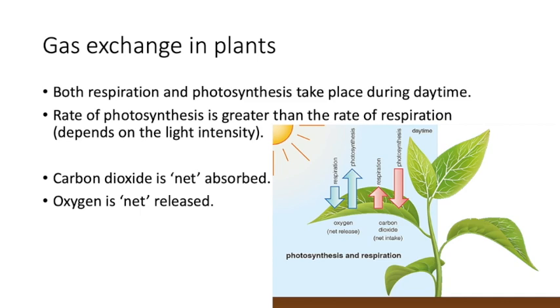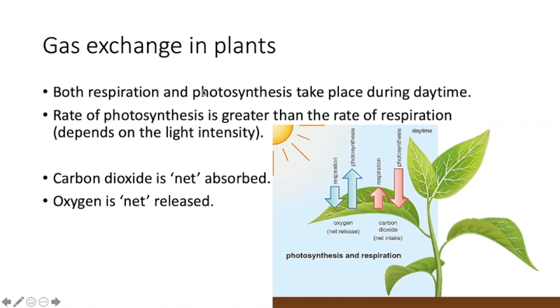And gas exchange in plants is more complicated because both respiration and photosynthesis take place during the daytime, and the rate of photosynthesis is greater than the rate of respiration at noon. Let's say it's very shiny, then photosynthesis is very fast while the rate of respiration is just normal. In terms of gas exchange, photosynthesis consumes carbon dioxide and respiration consumes oxygen, so carbon dioxide is absorbed and oxygen is released.